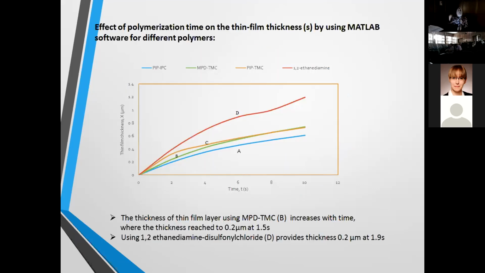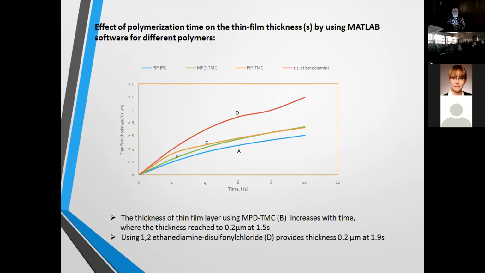By using the first equation of the thin film composite, we can make a comparison between different polymerizations. So we calculate the thin film thickness and the polymerization time for piperazine with isophthaloyl chloride, m-phenylene diamine with trimesoyl chloride, piperazine with trimesoyl chloride, and 1,2-ethane diamine with trimesoyl chloride.